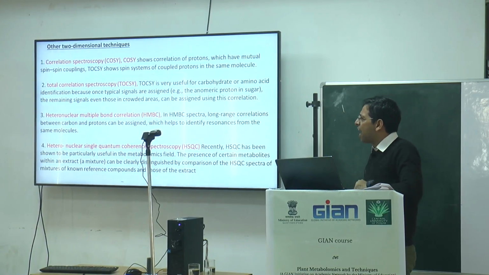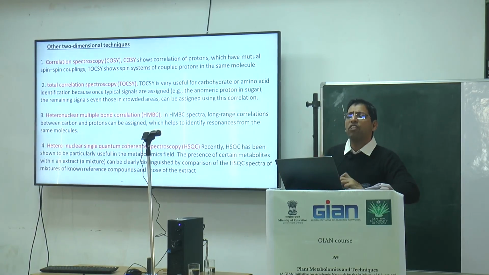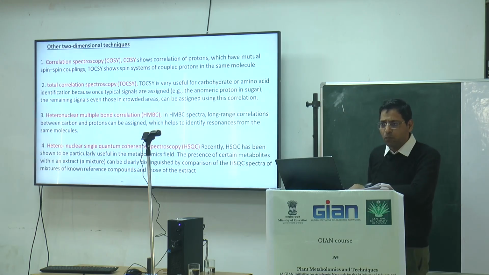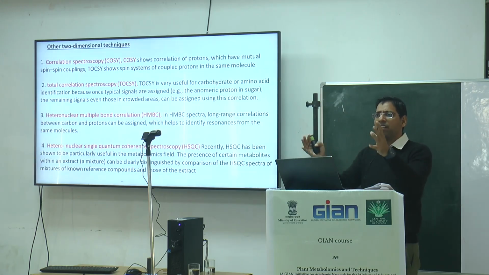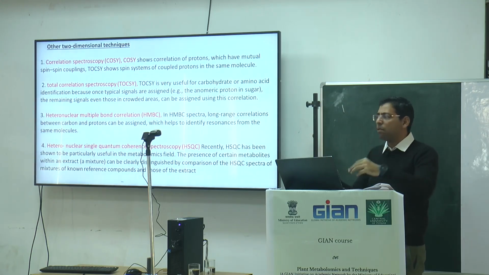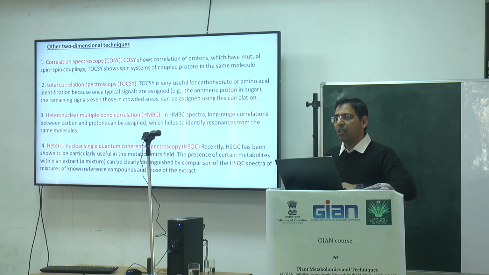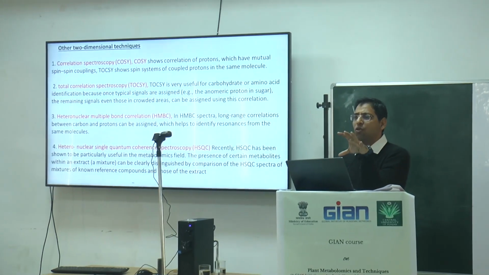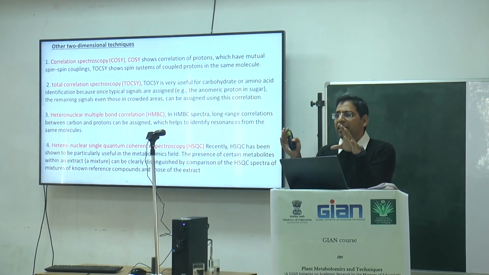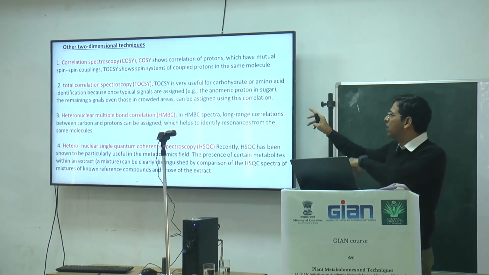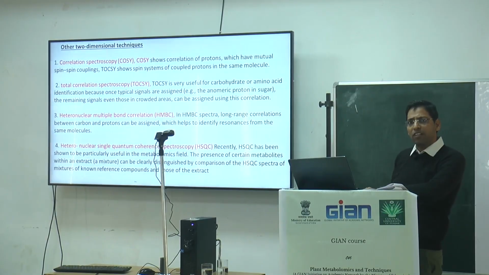Now, I am explaining here the four different types of two-dimensional NMR also. The first one is related to correlation spectroscopy. Here we have to correlate the different types of variables. So it shows the correlation of the protons which have mutual spin-spin coupling. So spin-spin, all those data sets which have mutual coupling with each other. For that we are using the first one, that is correlation spectroscopy.